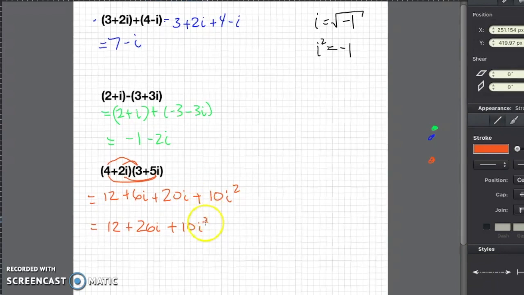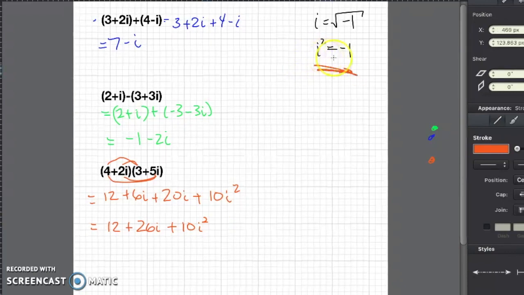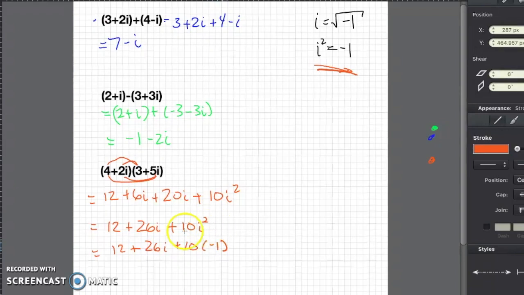And finally, I could take this i squared, because I remember my definition, right? My definition is i squared is equal to -1. I want to replace i squared with a -1. So then I'll get 12 plus 26i plus 10, and I substitute in a -1 for my i squared. Nothing too surprising. Okay, let's work that out. Plus 26i minus 10. Hey, look at that.